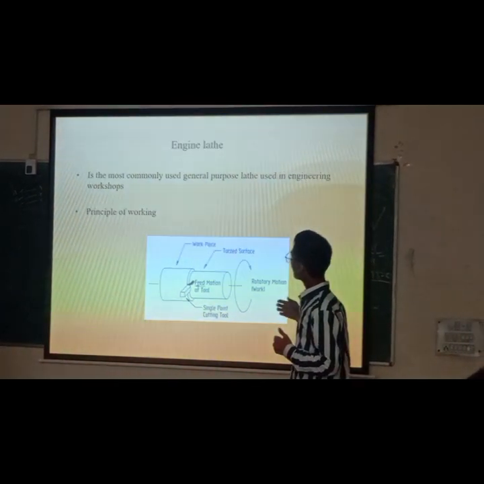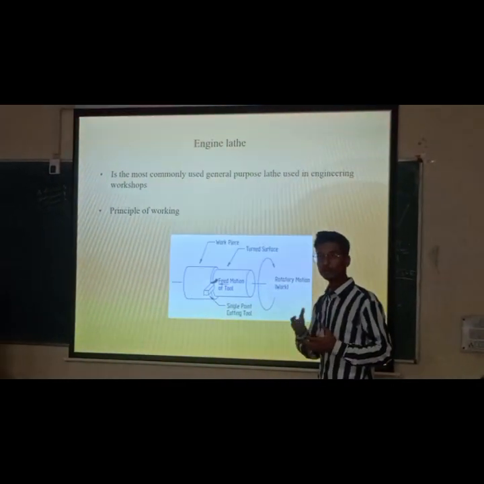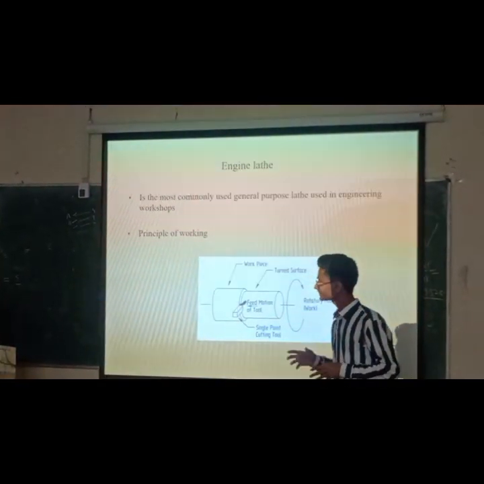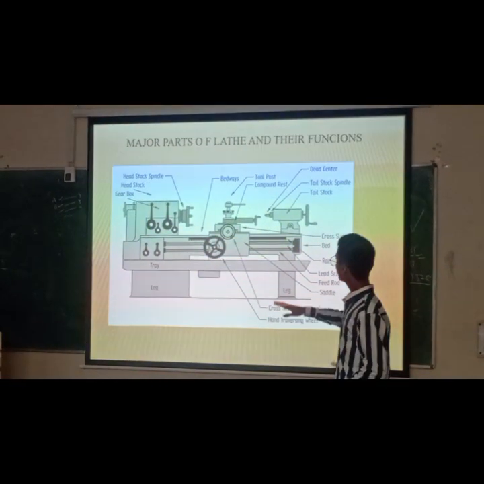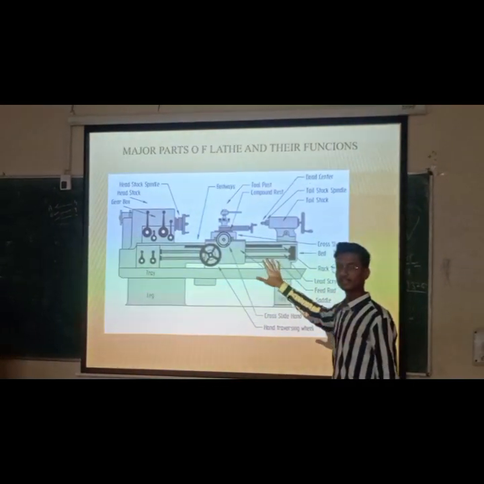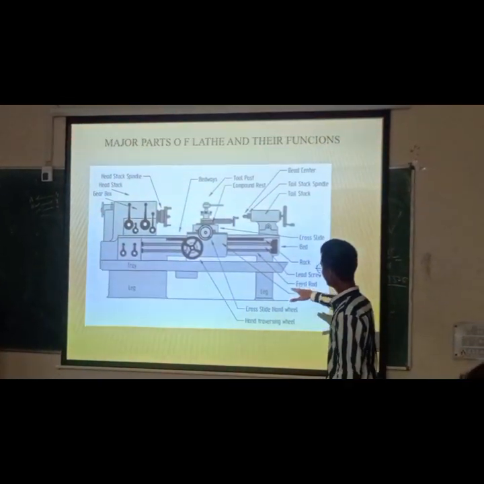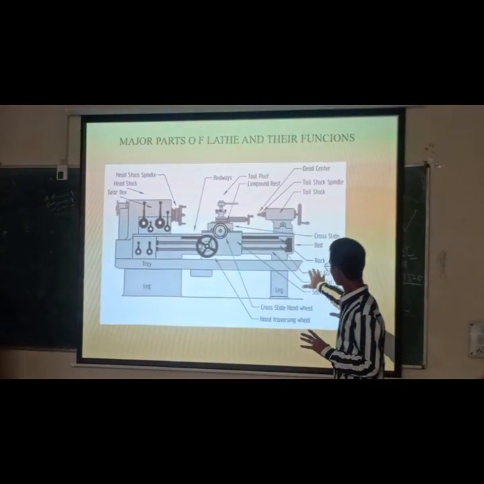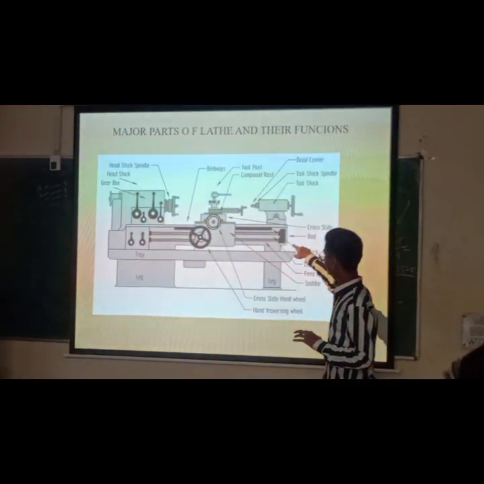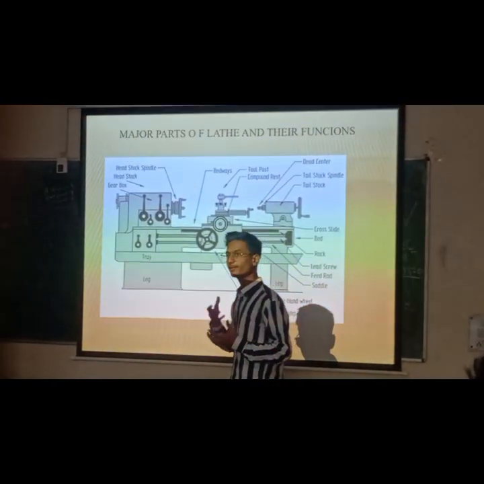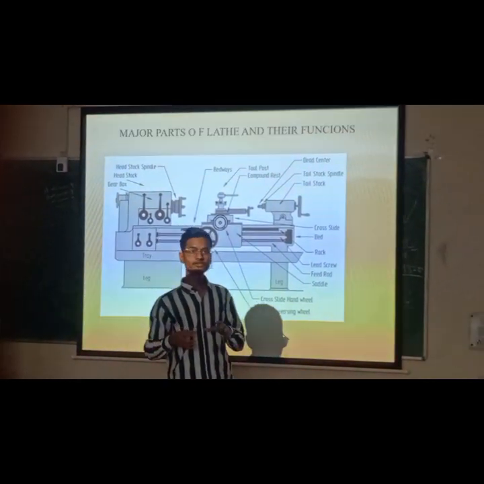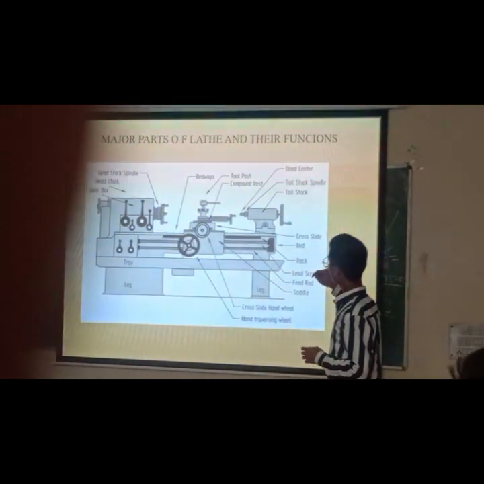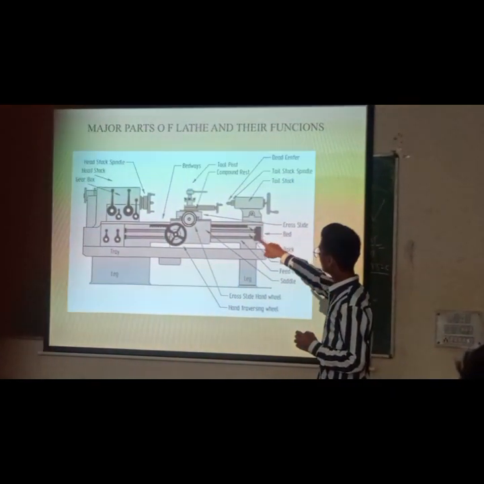So now, what is an engine lathe? This is the most commonly used general purpose lathe used in engineering workshops. So this is the figure of the lathe machine. Now we can see that these are the legs of the lathe machine. This is the crane, and above this there is a bed. The bed is one of the most important components of the lathe machine, on which the majority of the components are mounted. And above the bed we have the cross slide, bed base.